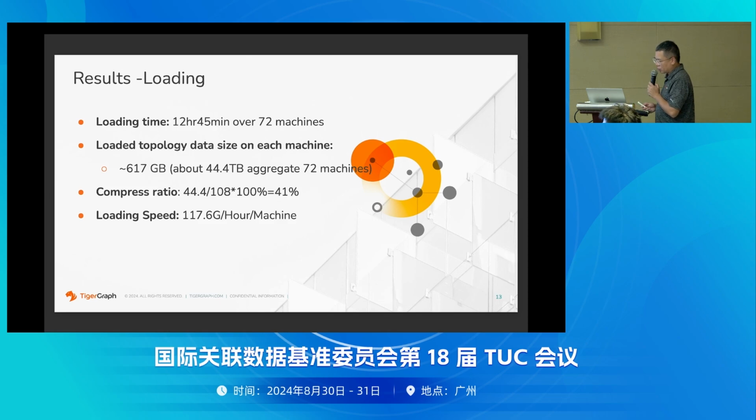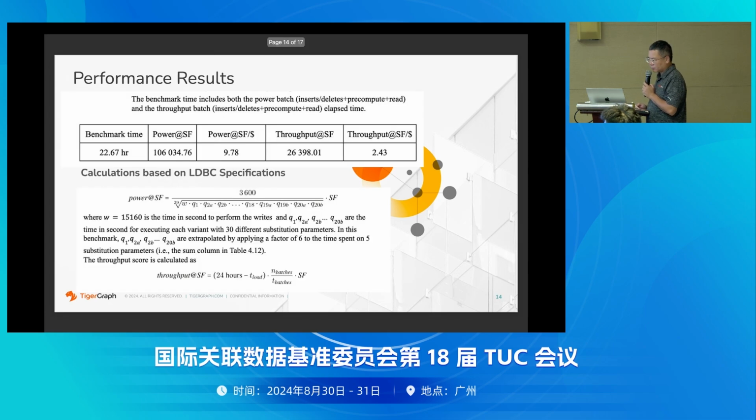And the original raw data is 108 terabytes. So the compression ratio is about 41%. And the loading speed is about 117.6 gigabytes per hour per machine. And we use the power formula and throughput formula at scale factor and report the corresponding results here.